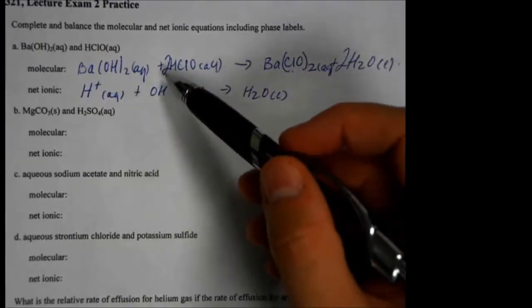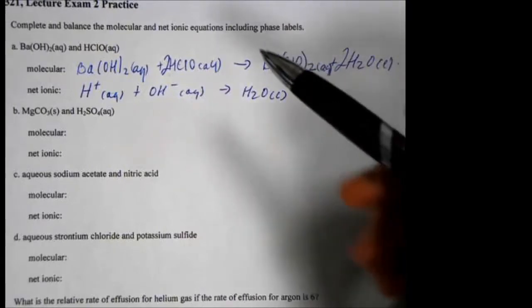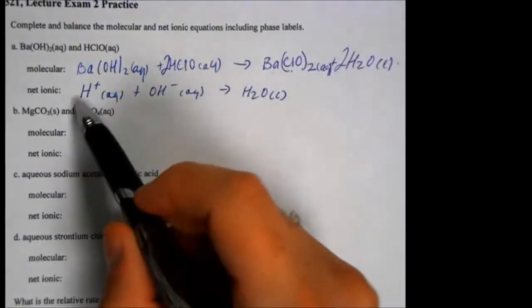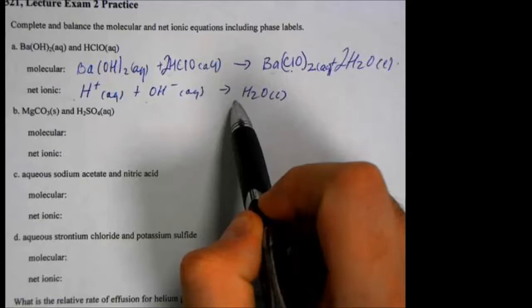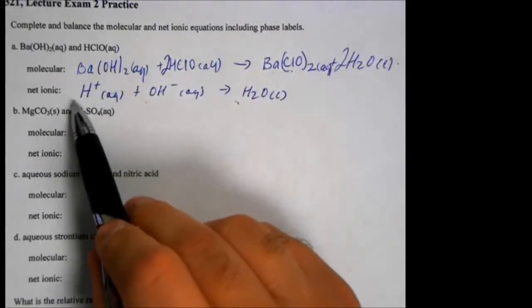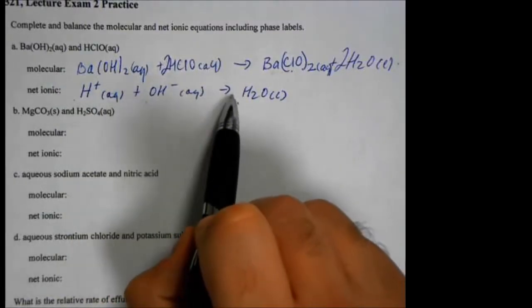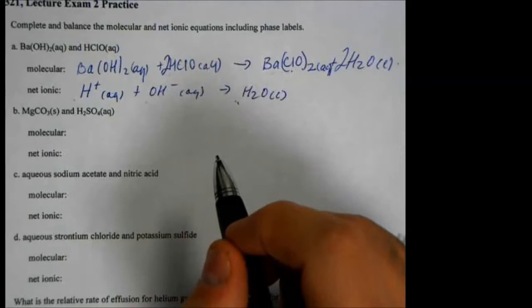Now, one thing I want to point out, though, is even though there are 2 OHs and 2 H+, which one might think would give you 2 and 2 and 2, because the 2 can all be divided by 2, the true net ionic equation is just the H plus OH minus gives H2O liquid. So I just wanted to point that out.